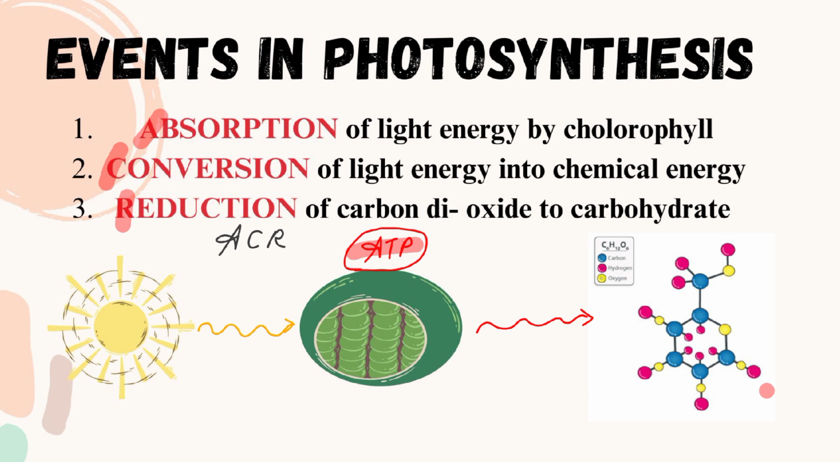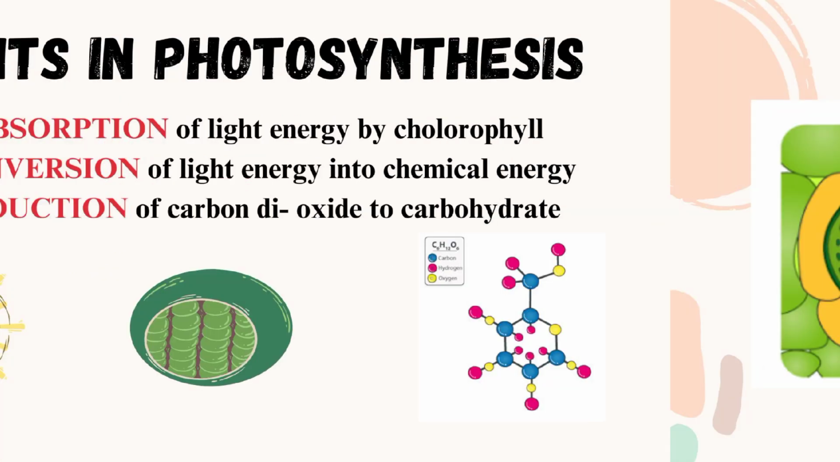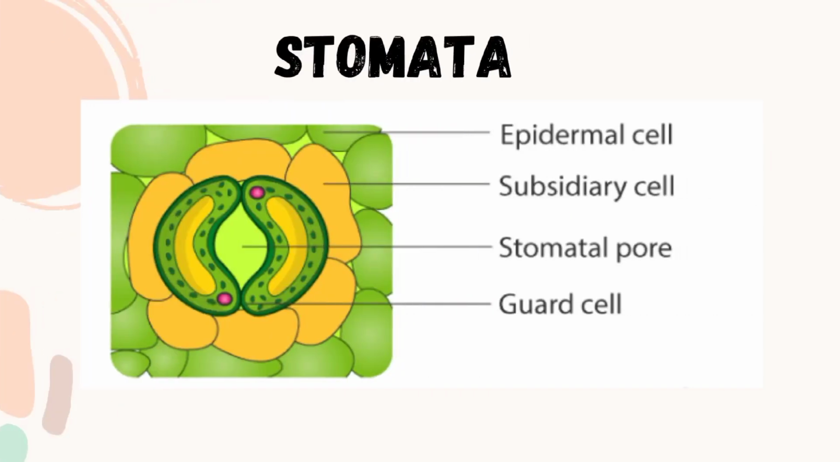So this is simple. We have the light energy coming from the sun, it falls on the leaves, and this light energy is converted by the chlorophyll into chemical energy, which is ATP. And this ATP reduces carbon dioxide to carbohydrate. Okay. Now we know that the plant needs carbon dioxide to produce carbohydrate. How does the plant take in carbon dioxide?